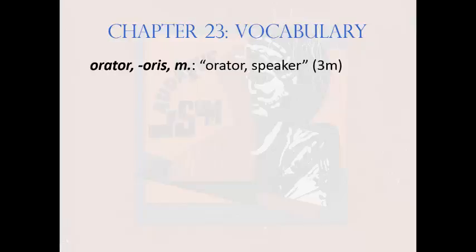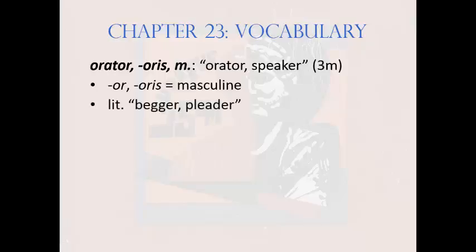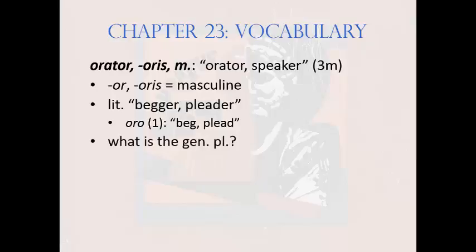The next to last word is orator, oratoris, masculine, meaning orator or speaker. It's a third declension masculine noun. Remember that any Latin noun which goes -or, -oris is third declension masculine. Literally, it means beggar or pleader. It shares a base with the verb oro, first conjugation, beg or plead. What's the genitive plural of orator? Good for you. Oratorum. It's third declension, but it's not i-stem.